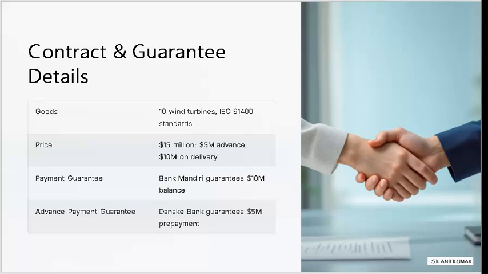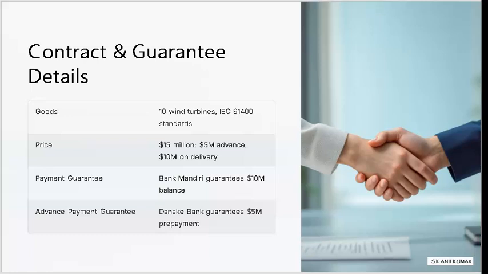The payment guarantee is that Bank Mandiri will guarantee on behalf of Energi Hijau Indonesia to pay the 10 million balance if Energi Hijau does not pay on the due date. So there is no letter of credit, it's only a DAP term and open account agreement.